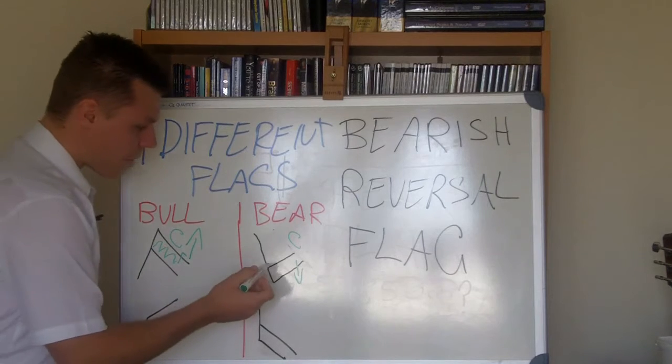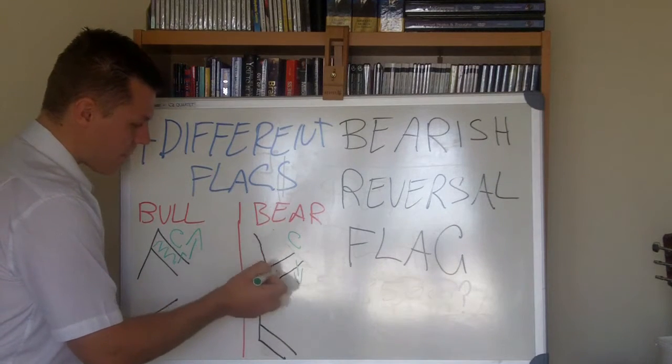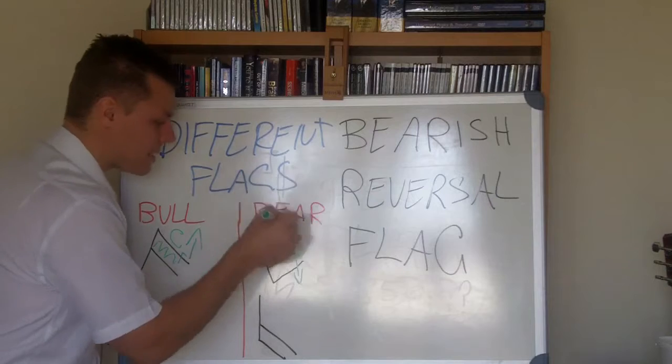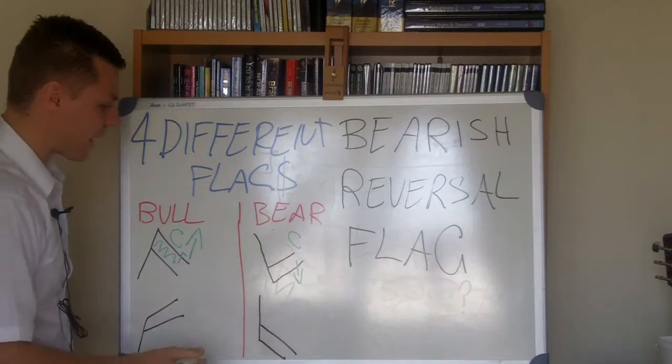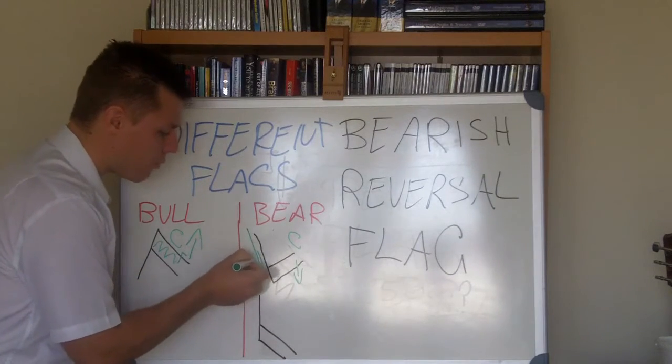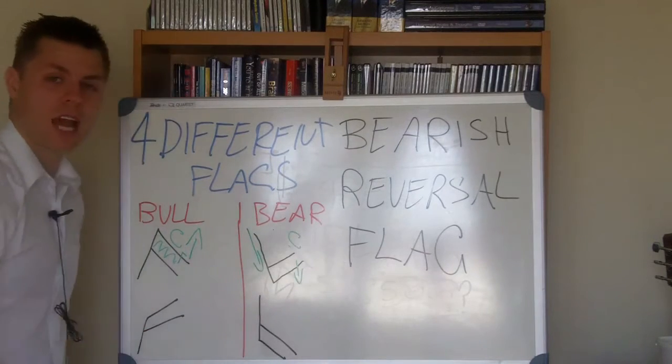Okay, so what we have here is we have the market running down, the market running back up, and this is a bearish continuation flag. Okay, the market's moving in an overall downward movement, so it's a continuation of the downward movement.